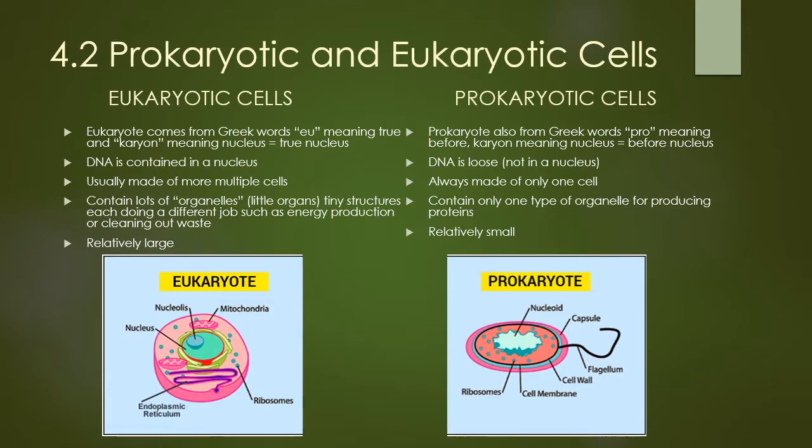So I talked a little bit about a prokaryotic cell, the bacteria, versus eukaryotic cells such as plants and animals. Let's talk about what those cells are and what features those cells have. So on the left-hand side here, we have information about eukaryotic cells, and the word eukaryote comes from the Greek words eu, which means true, and the word karyon, which means nucleus. So the word eukaryote in Greek means true nucleus.